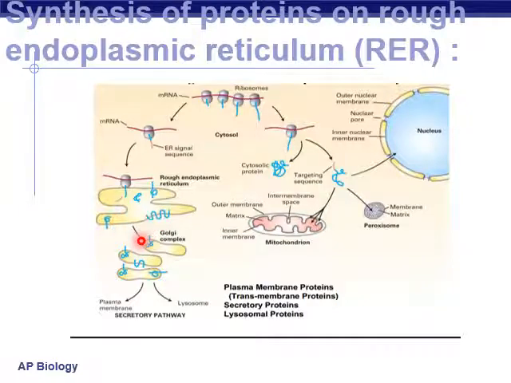After that, it buds from the rough endoplasmic reticulum as a vesicle and attaches to the Golgi apparatus, in which it is modified, and finally buds off as vesicles and exits the cell by the process of exocytosis.